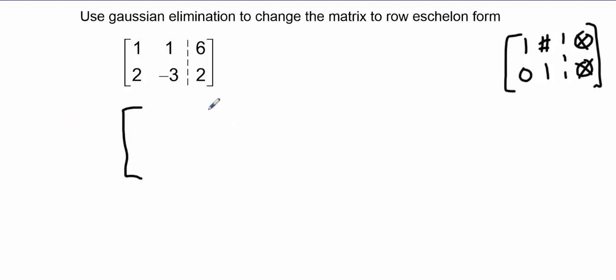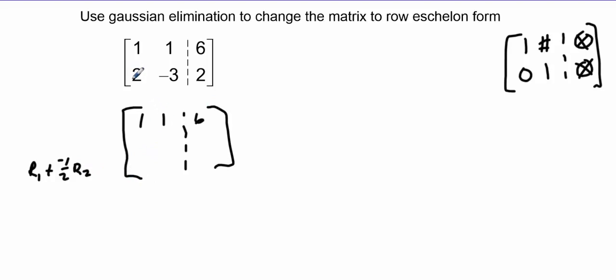I'm going to rewrite my top row because that has exactly what I want in it. I have a 1 up in the upper left-hand corner. And what I want is I want to get a 0 down here. All right, so in order to get a 0 down here, if I were to take and add row 1 to -1/2 times row 2, that's going to get me a 0 right here.